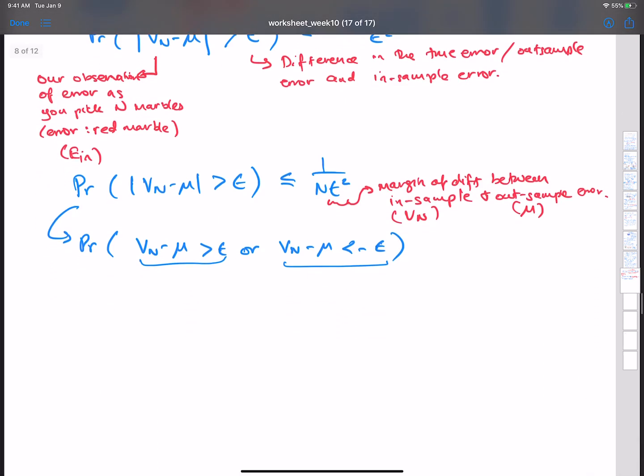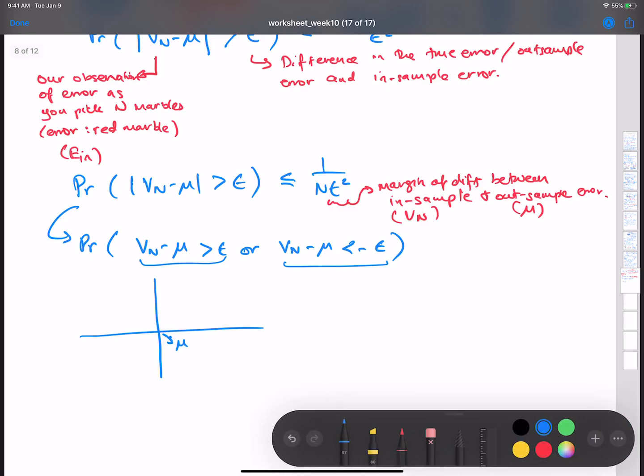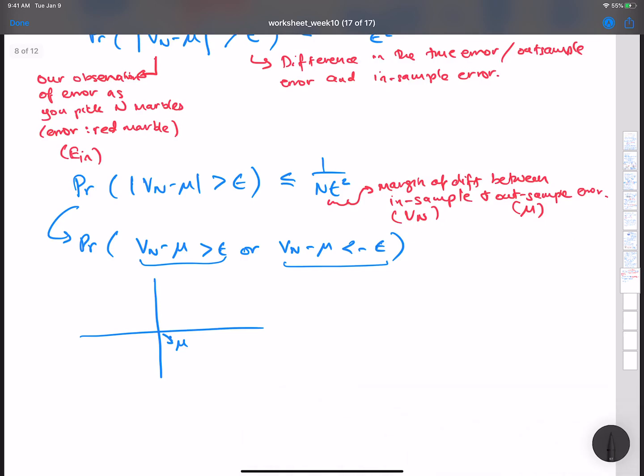If you try to sketch this, you get a curve like this. If this is mu, and you know the true mean, let's plot this curve. This is the gap, this is mu minus epsilon. So this is the gap that you are allowing. From the true mean, you want to find the probability of being in this range. So when will Vn be within this gap? So it's close, right?